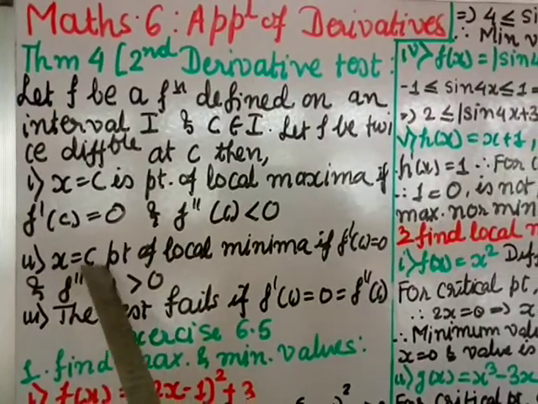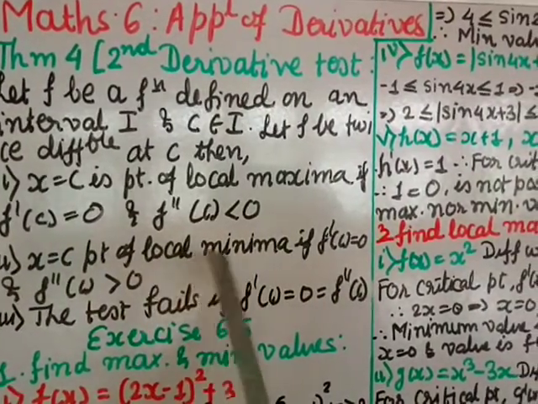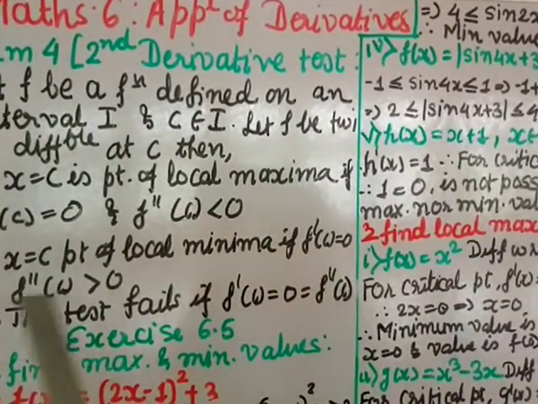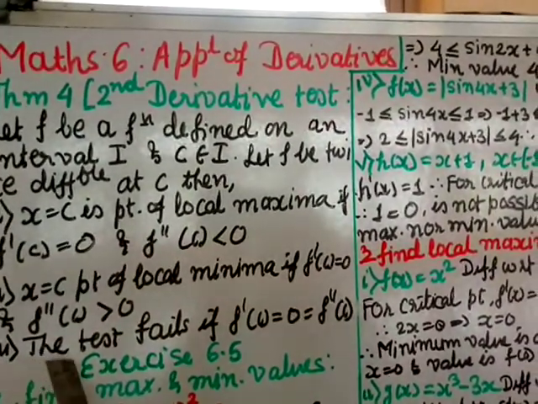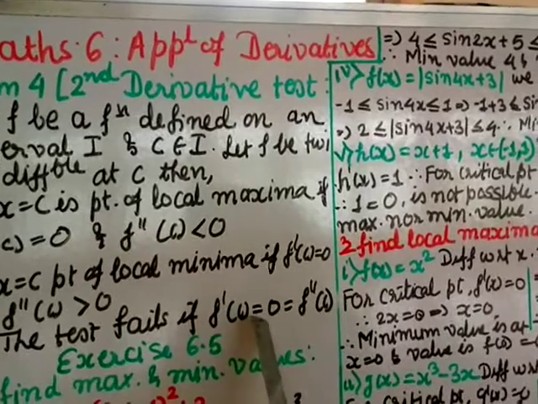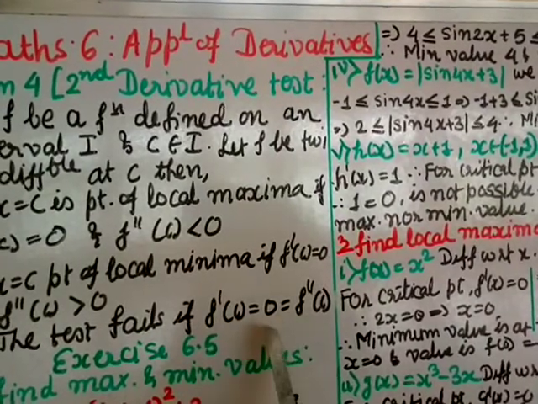Number 2, x equal to c is a point of local minima if f dash c equal to 0 and f double dash c is greater than 0. Number 3, the test fails if f dash c equal to 0 and f double dash c equal to 0.